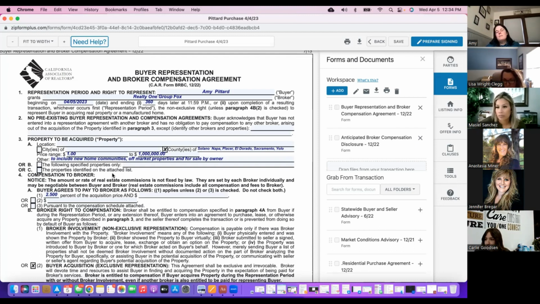If you have the BRBC in place, then you could hold the buyer responsible for paying the portion of commission when they close on a new home. I did not know that. That is very good information to have.